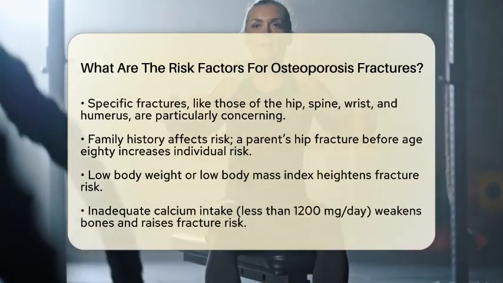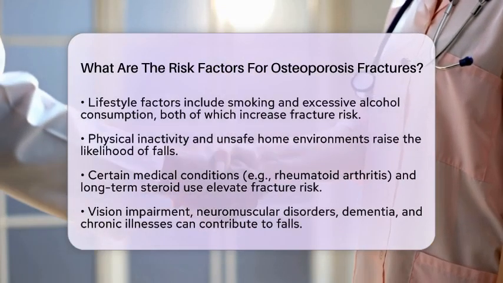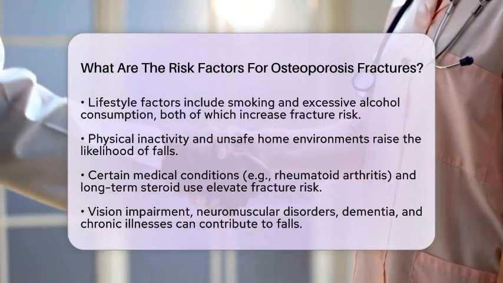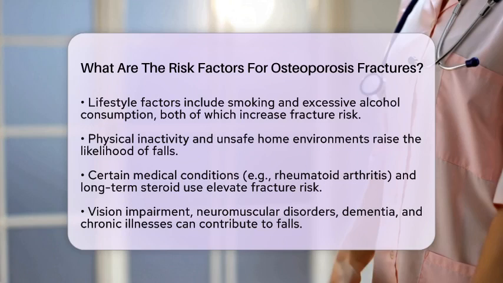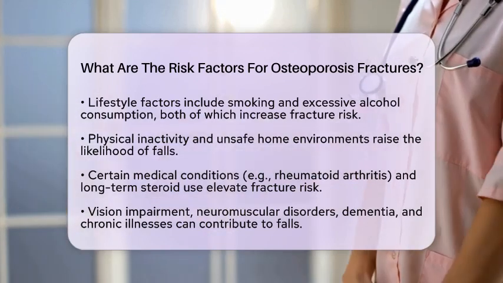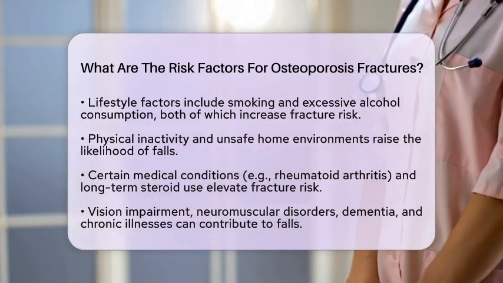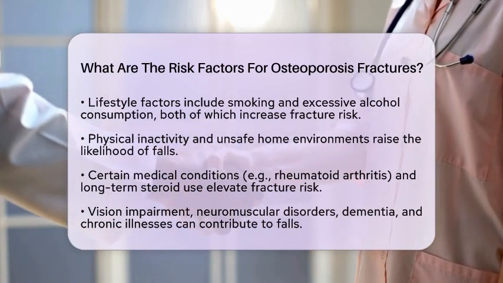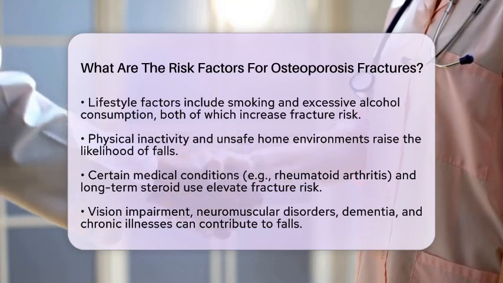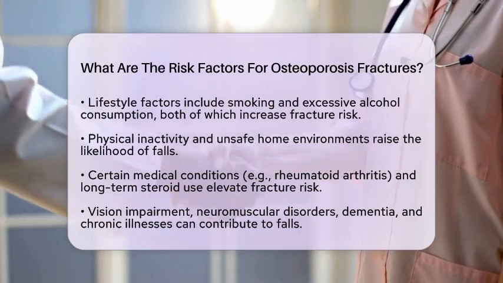Certain medical conditions and medications can elevate fracture risk as well. Long-term use of systemic glucocorticoids, commonly known as steroids, is a significant risk factor. Conditions like rheumatoid arthritis can increase fracture risk independently of bone mineral density and steroid use. Other medical issues that may lead to falls include vision impairment, neuromuscular disorders such as stroke or Parkinson's disease, dementia, and orthostatic hypotension. Chronic illnesses, including diabetes treated with insulin, may also contribute to increased risk.